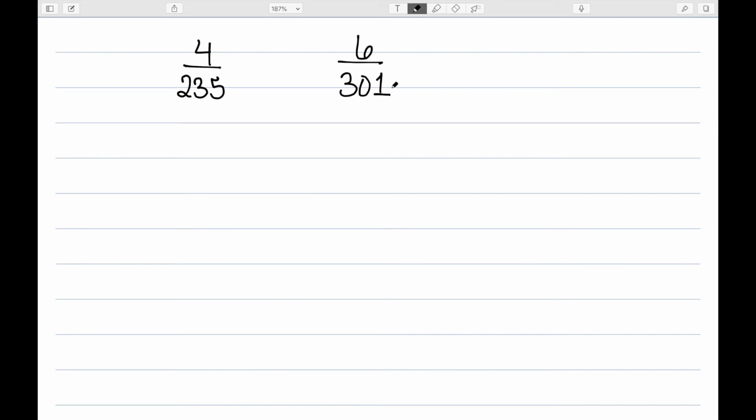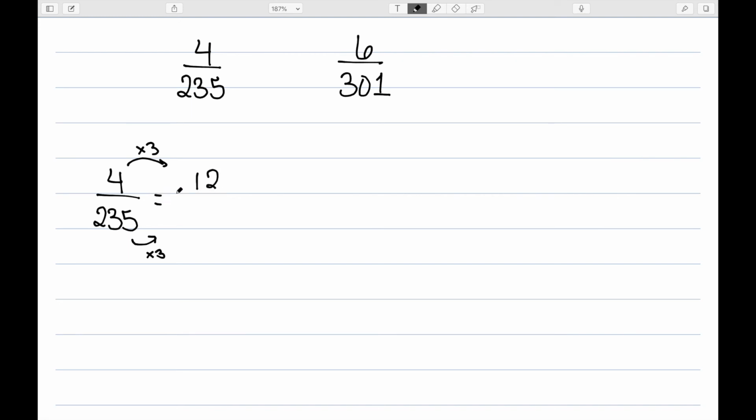So how can we use this idea to compare fractions like 4 over 235 and 6 over 301? Well, we can give them common numerators just like we could give them common denominators. In this case, I'm going to give them the common numerator of 12. I'm going to multiply the first one by 3.